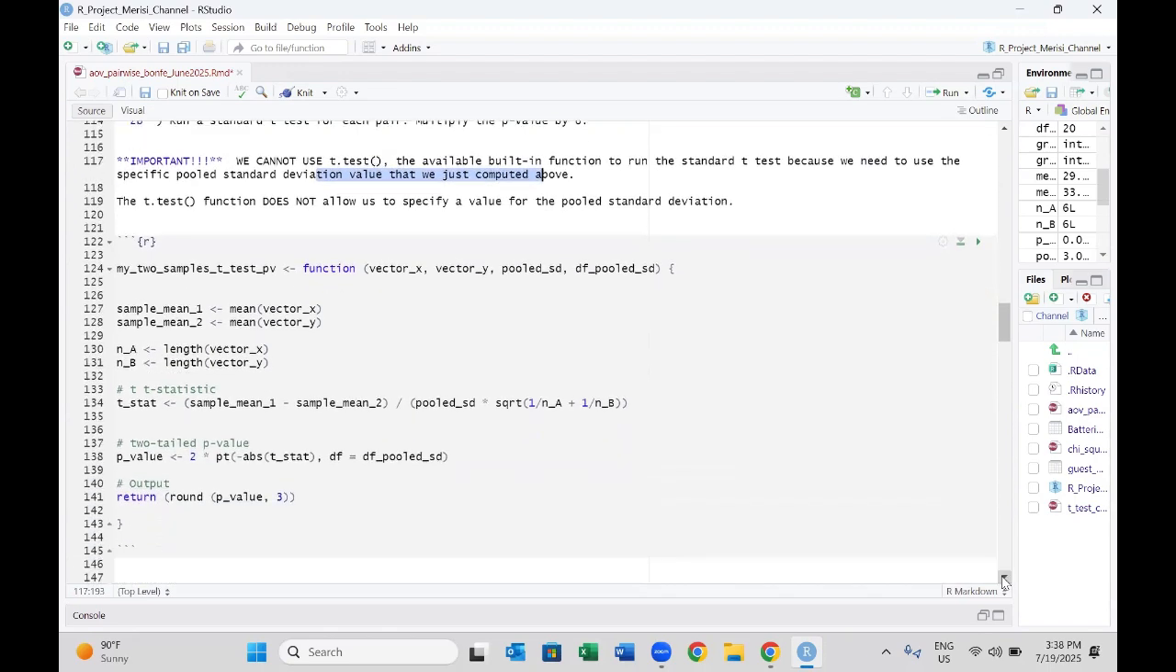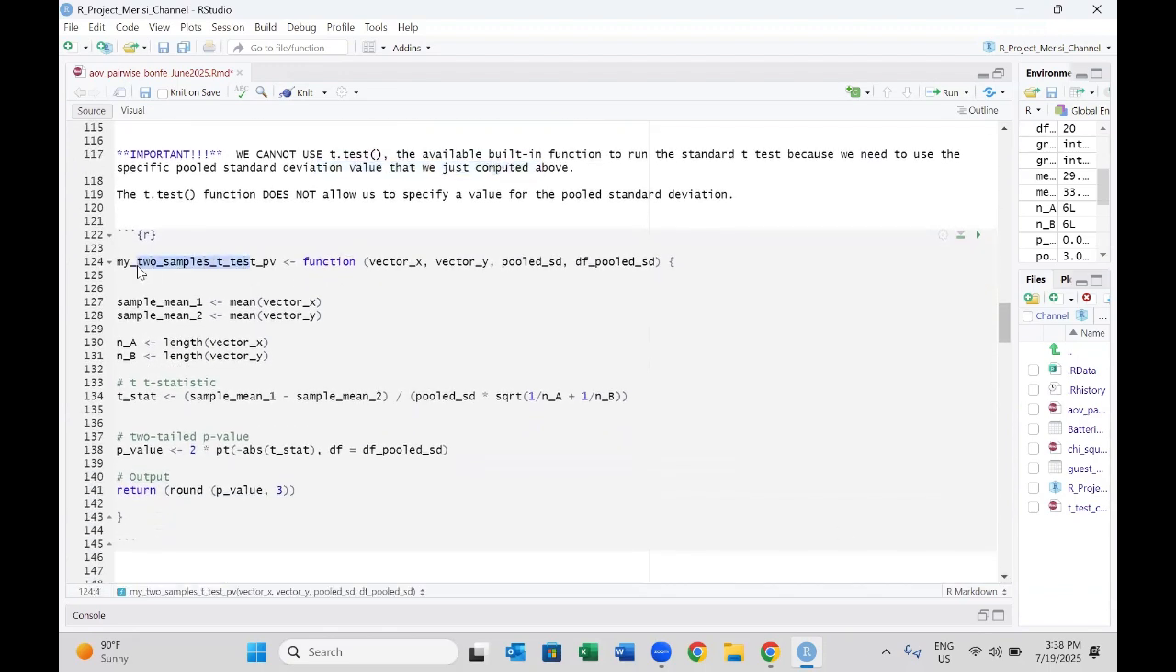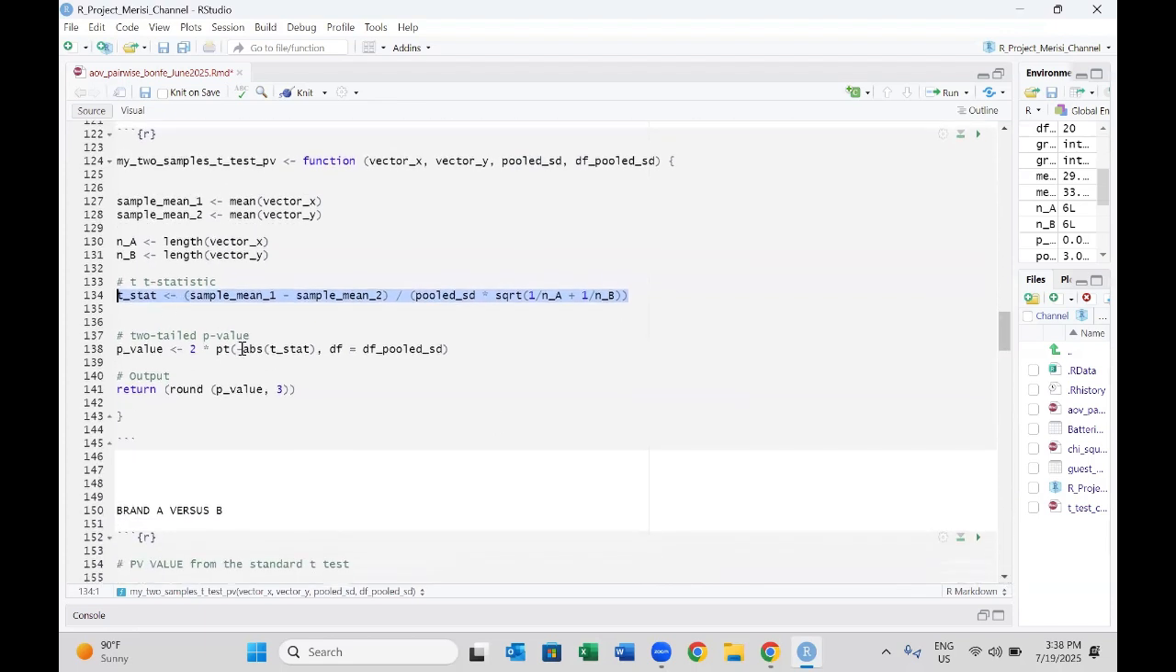We can define our own function. I define my own function to compute the p-value for a standard t-test. In this function, I'm basically entering the two samples and then specifying the pooled standard deviation and the degrees of freedom as arguments. Then here, this is the test statistic for the two-sample t-test. That's the formula for the test statistic. And then I use the test statistic to get the p-value. The p-value is the area to the right of the upper tail value or the area to the left of the lower tail value. But I always want to focus on the lower tail value.